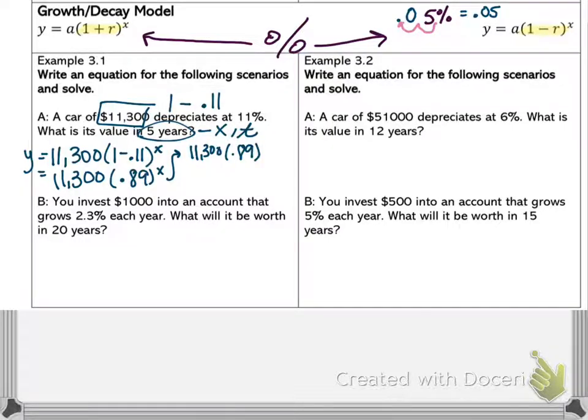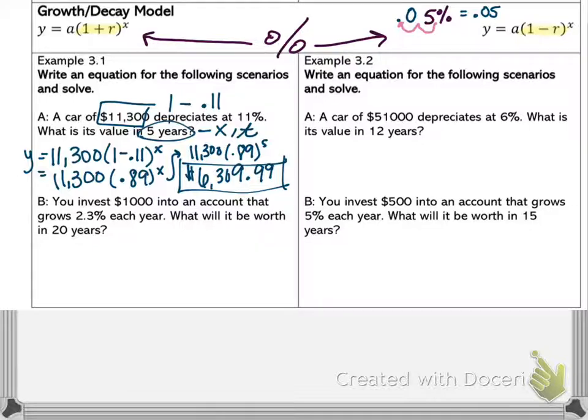11,300 times 0.89, raising it to the 5th power, and I get $6,309. And we're talking about money, so we round to 2 decimal places, so it'd be 99 cents. So the car is going to be worth about $6,000. It's going to be worth about half.